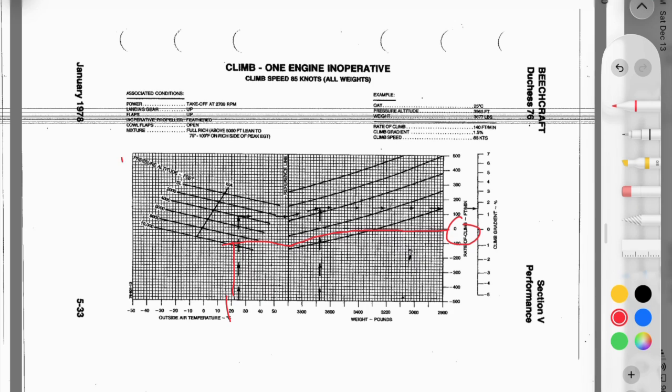Now this says pressure altitude up here, but we're going to change that to density altitude, and I'm going to use my standard temperature here. So if I find 15 degrees Celsius and follow it up to where my line meets, my drift out altitude is going to be right there. So about 9,000 feet is my drift out altitude for this airplane.